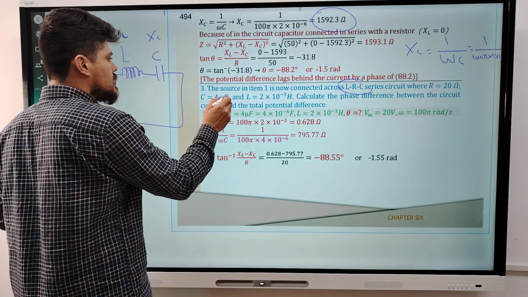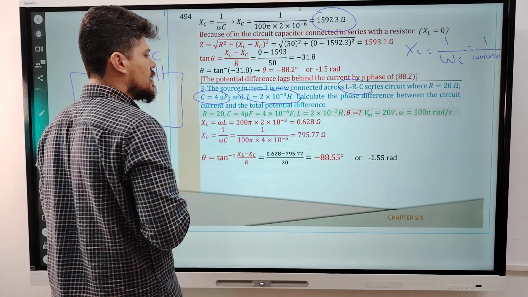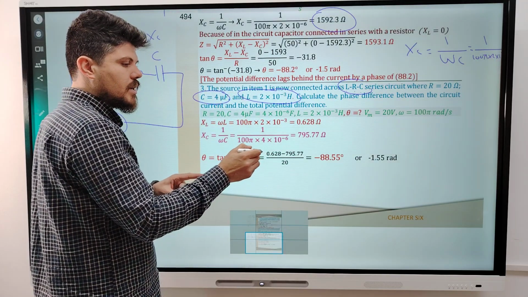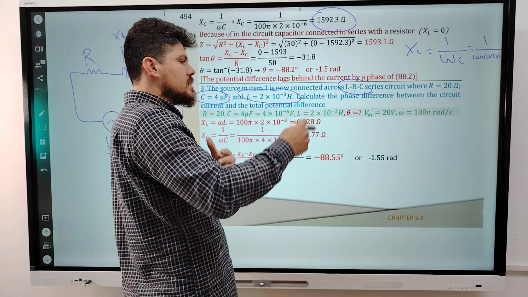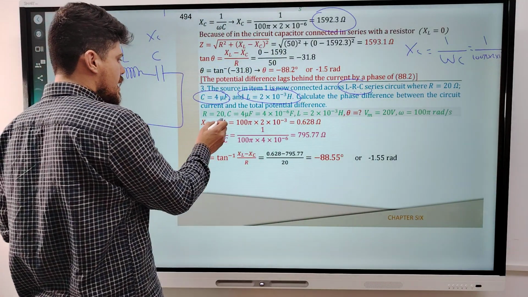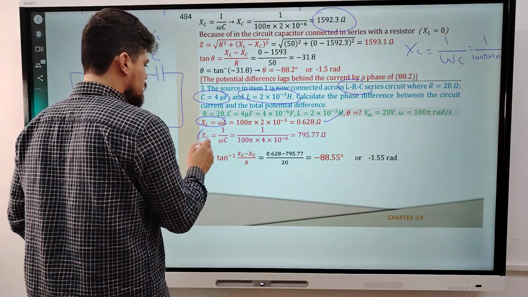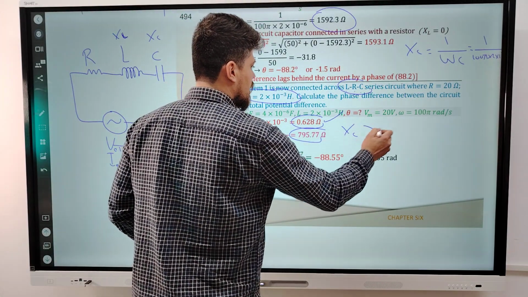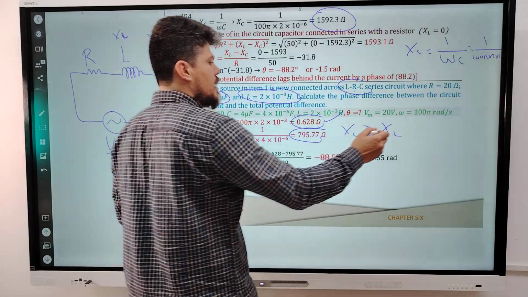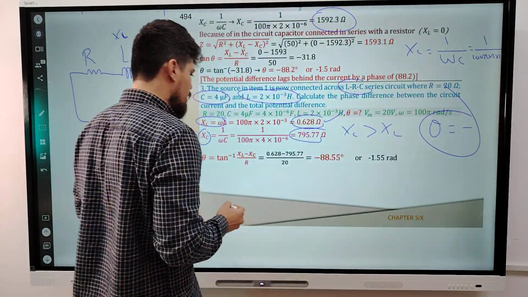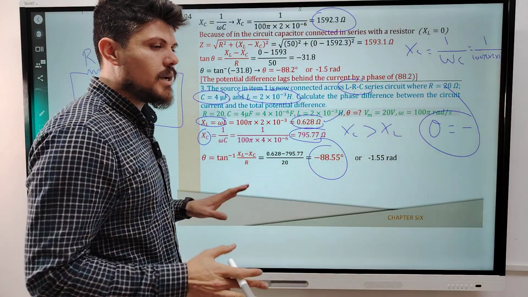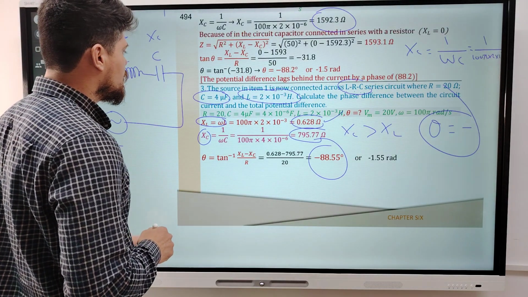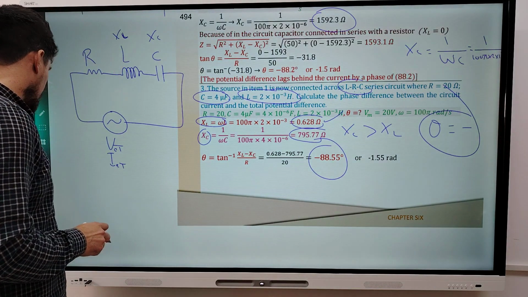When R is 20 ohm, C is 4 microfarad, and L is 2 times 10 power negative 3 Henry. At first, you have to convert capacitance to XC, the capacitive impedance, and change the inductance to inductive impedance. Okay. XL is 2 pi FL, XC is 1 over omega C. Which one is bigger, XC or XL? XC. Because XC is bigger than XL, the theta should be negative. So in this question we only have to find the phase difference between the current and the total potential difference.